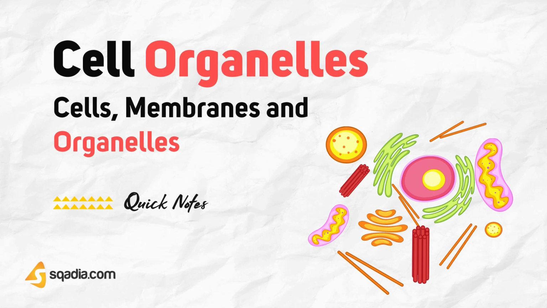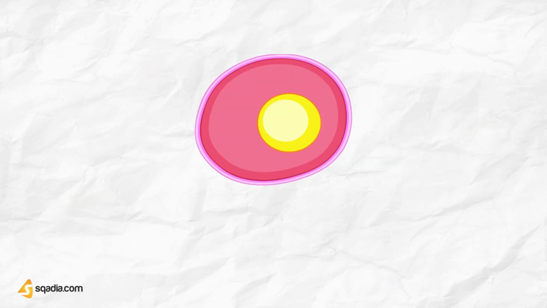Let's talk about the cell organelles. As we mentioned before, they are the working unit of a cell. Each organelle performs its own set of activities and functions. Let's look at them one by one, starting with the nucleus.